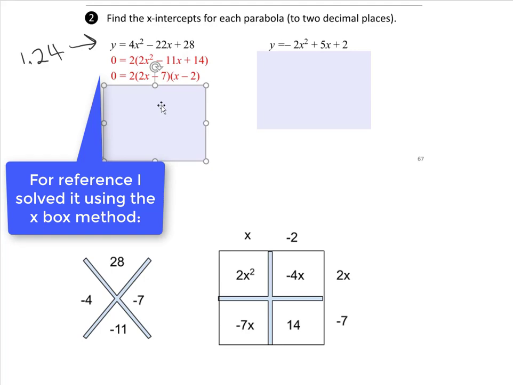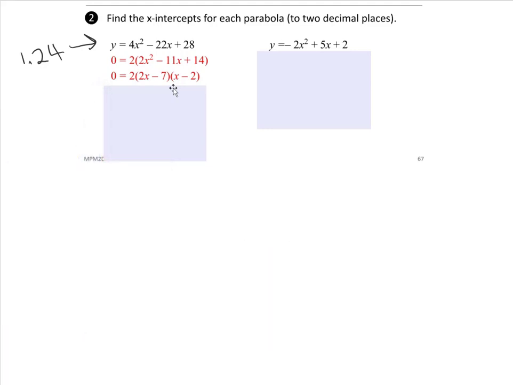And then you use your X box method to solve. I just jumped to the end here because you guys have seen factoring. If you don't remember this, you can go back to 1.24 and easy peasy, it's right there. Okay, so here we're at our 2 factors, or our 2 solutions. We know there's 2 solutions here, and we need to determine what they are to 2 decimal places.